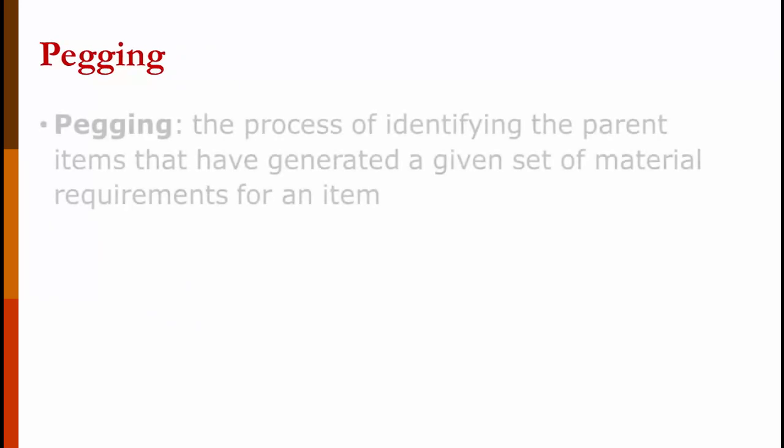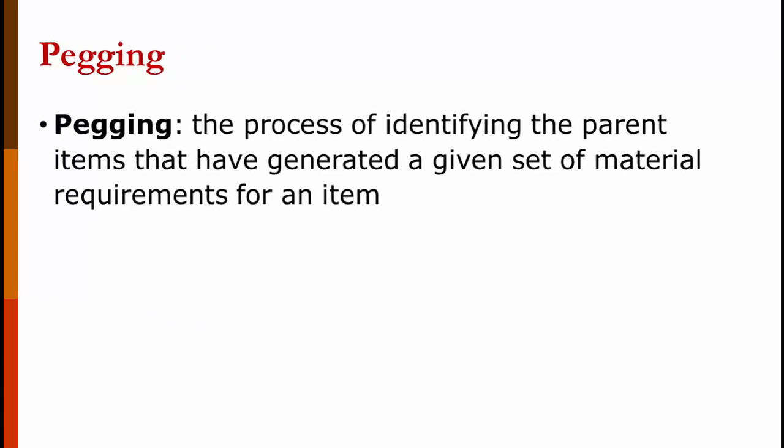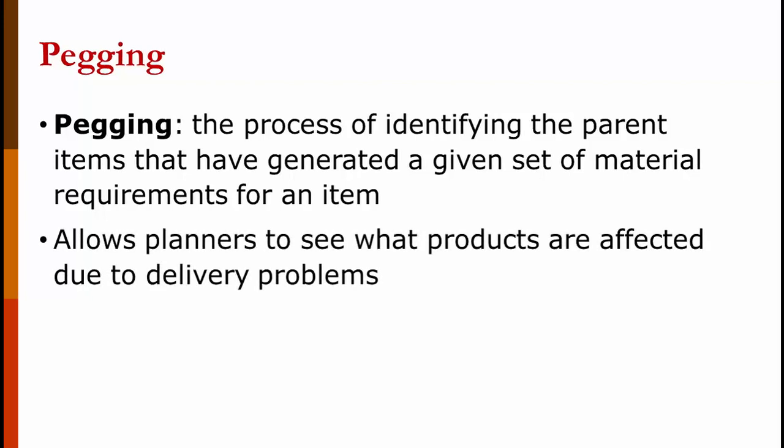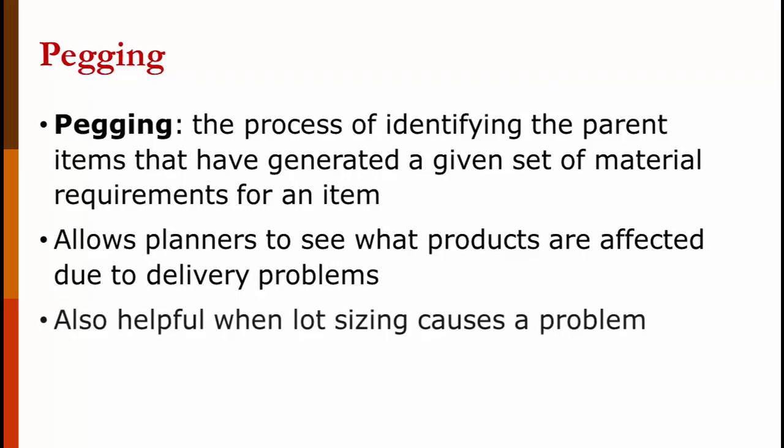Pegging is a very useful MRP tool. Pegging is the process of identifying the parent items that have generated a given set of material requirements for an item. This allows planners to see what products are affected due to delivery problems. For example, you ordered some bolts and those bolts are delayed. Pegging allows you to see what end items that you're going to produce are going to be affected by the bolt delay. It can be especially useful when lot sizing is causing a problem. So you always order the bolts in lots of 1,000, but you only get 250 this time. Is that going to cause you a problem? A pegging report will help you determine that.